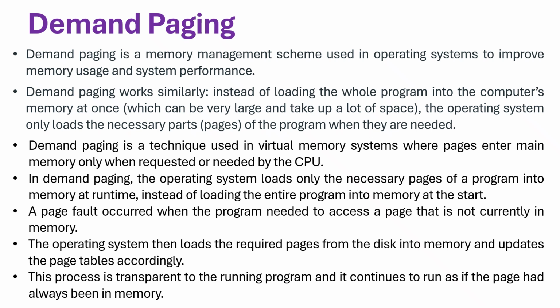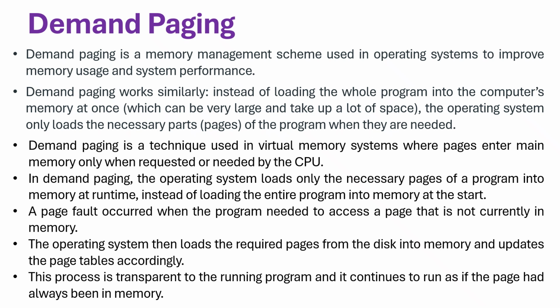Demand paging works like this: instead of loading the whole program into memory at once, the operating system loads only the necessary parts of the program, only when needed. So instead of loading the entire program into memory, only the required portion will be loaded for execution. Demand paging is a technique used in virtual memory systems where pages enter main memory only when requested or needed by the CPU. If a page is not required, it stays on the disk until it is required by the CPU. The operating system loads only the necessary pages into memory at runtime instead of loading the entire program into memory at the start.